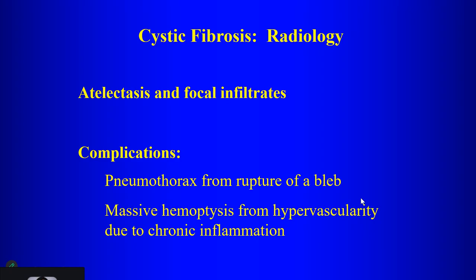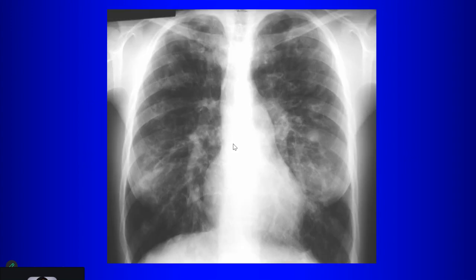Complications, in addition to pneumothorax, hemoptysis is also a complication. Any chronic infection, inflammation can cause hypervascularity within the lungs. You get hypertrophy of the bronchial arteries. And remember that the bronchial arteries are under systemic pressure. So with hypertrophy of the bronchial arteries, that can lead to bleeding. And the bleeding, because it's under arterial pressure, can be pretty severe, might require embolization. So that is also a complication of cystic fibrosis.